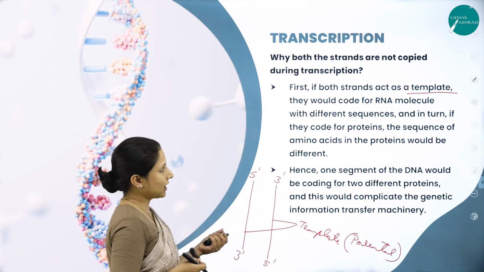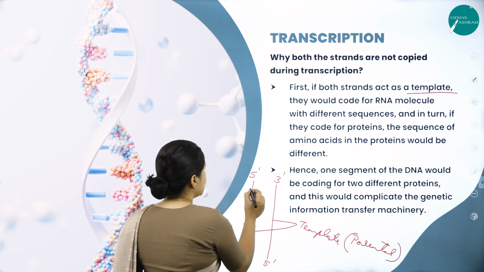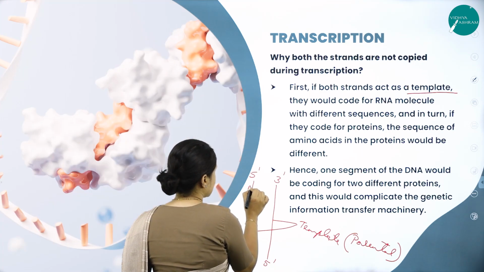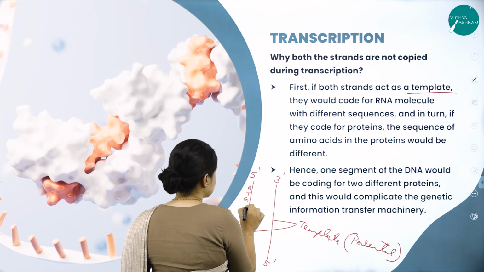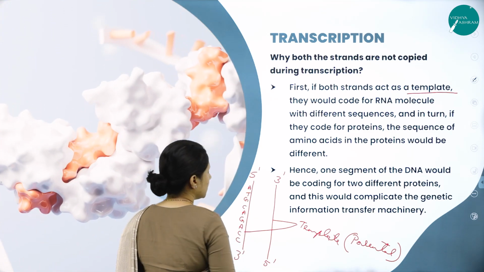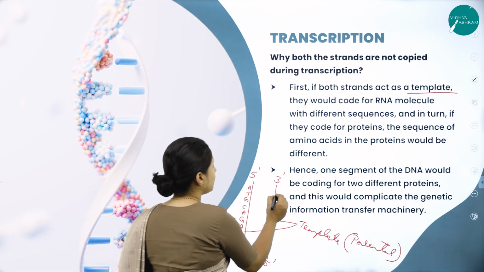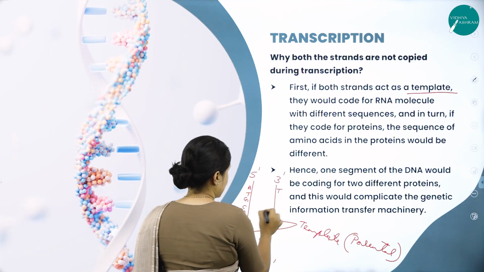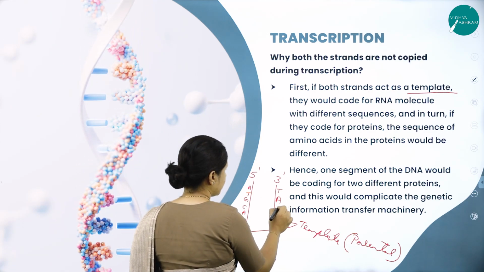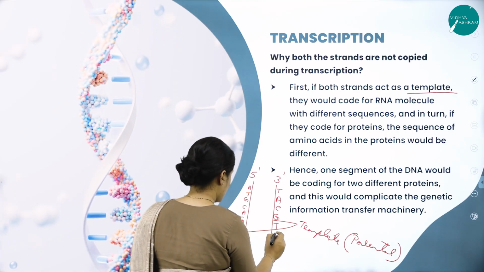Now these two template strands would code for an RNA molecule. Both will code, right? So for example, in this it is A, T, G, C, A, G, A, C, C. Then the complementary DNA strand will be here. For A, it is thymine. For thymine, it is adenine. For guanine, it is cytosine. For cytosine, guanine. Like that, it goes on.